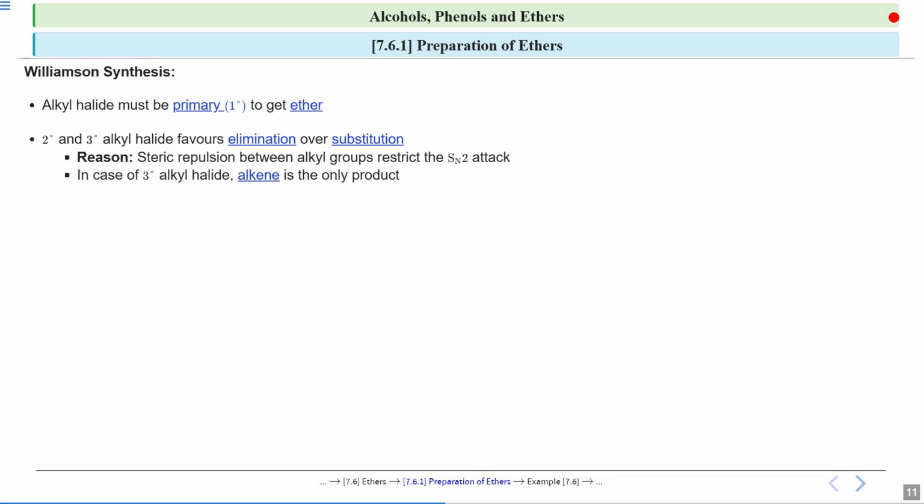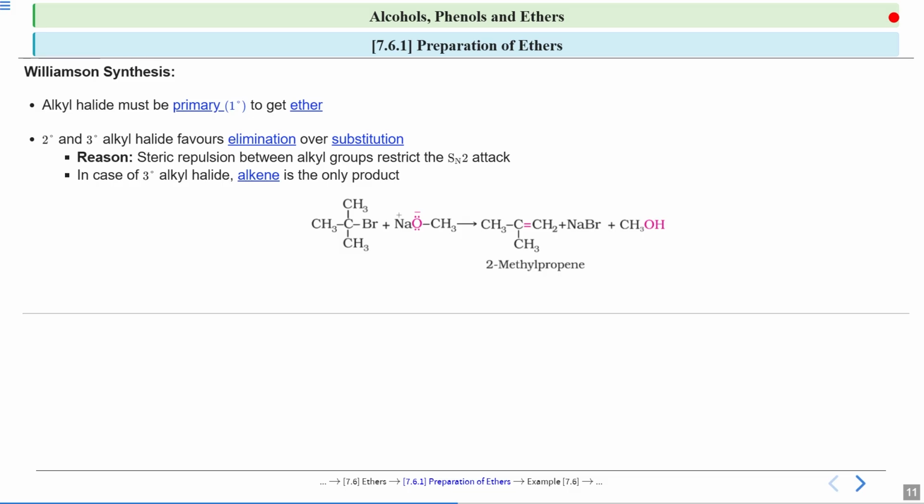And alkene is formed in the case of a 3-degree alkyl halide. If the alkyl halide is 3-degree, then alkene is the only product. You won't get an ether. Now look at this reaction.